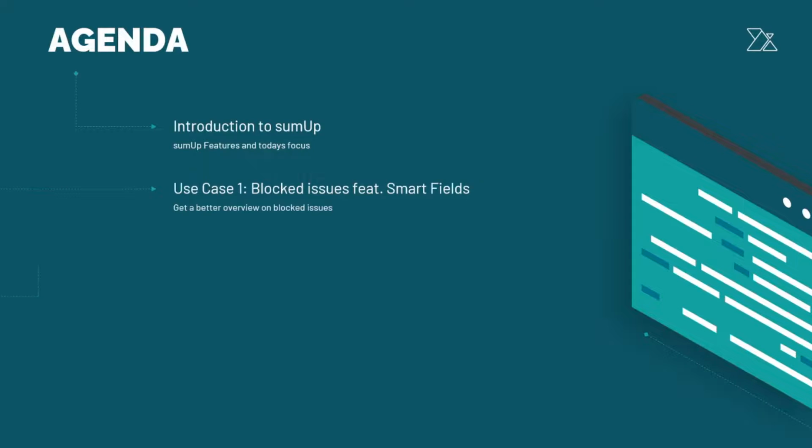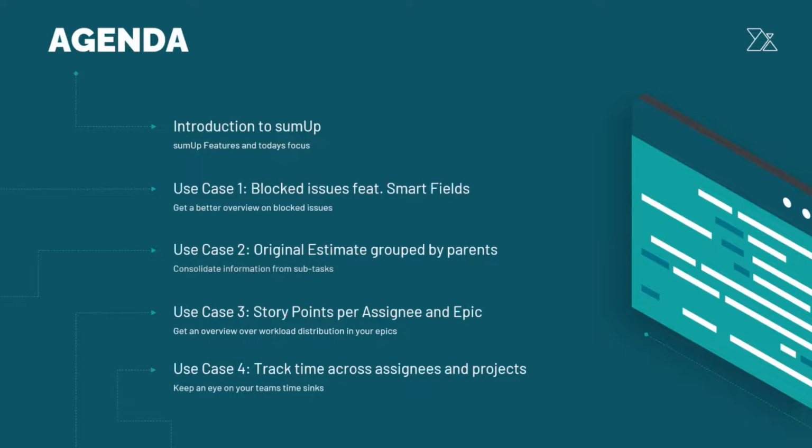Before we actually get to the use cases I brought with me today, I will give you a short introduction to sumUp, but after that I will dive right into the use cases. And I brought 4 use cases, each of which will feature one of the 4 gadgets that sumUp provides to get better insights in your dashboards. Starting off, I'll show you how to get a better overview on blocked issues using the sumUp filter results gadget. In this use case, this will also demonstrate how our gadgets are compatible with custom fields from other apps by utilizing a field that was created with our app Smart Fields.